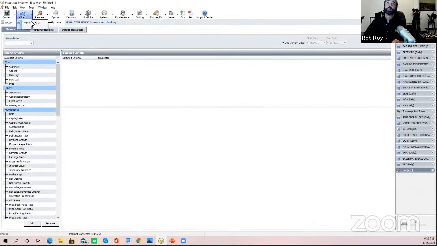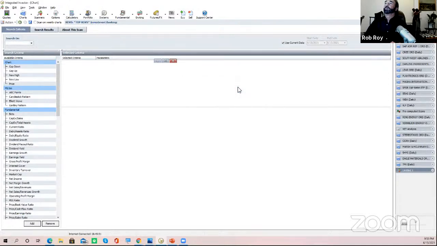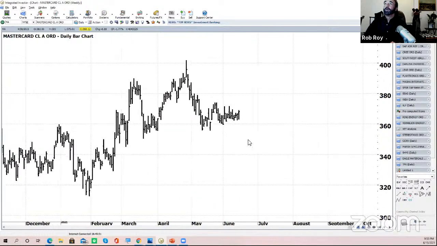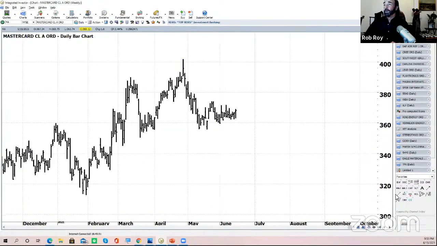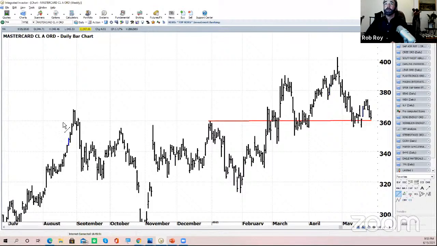All right, so let's look at MA, MasterCard. It's pretty interesting. The whole level here, right at 360, is massive support resistance. You can see going all the way back to December, January, even back to August of last year, that 360 level has mattered on MasterCard. See that all the way back there?